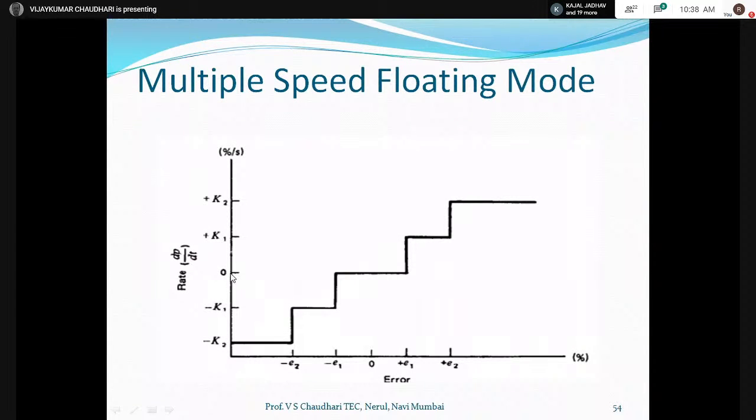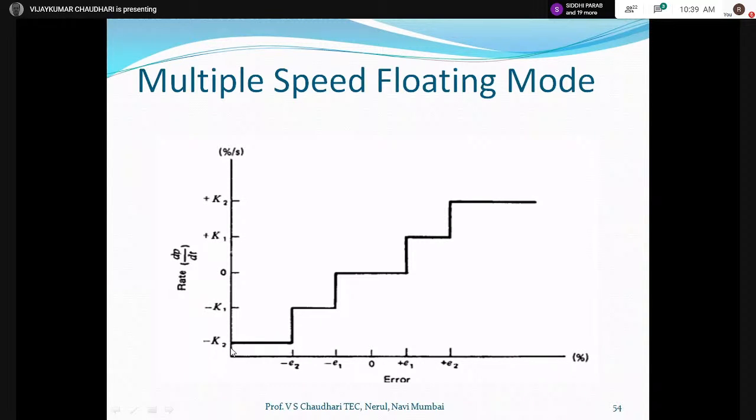And here it shows this is 0, this is plus K1 and minus K1, right? For the range between minus E1 to plus E1. If it is below minus E1 and up to minus E2, the rate is minus K1, plus E1 to plus E2, the rate is plus K1. So plus K1 to minus K1 is one speed or one rate of change. This is decreasing rate, this is increasing rate.